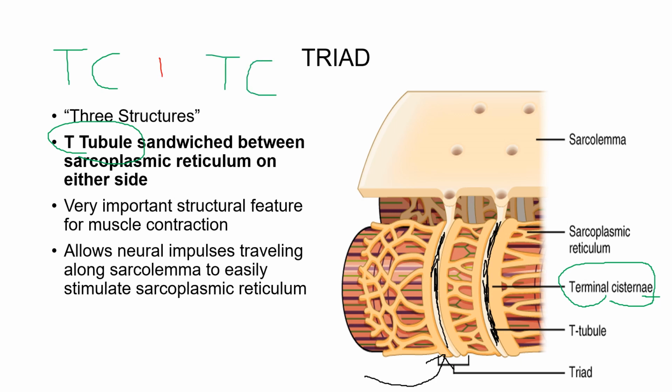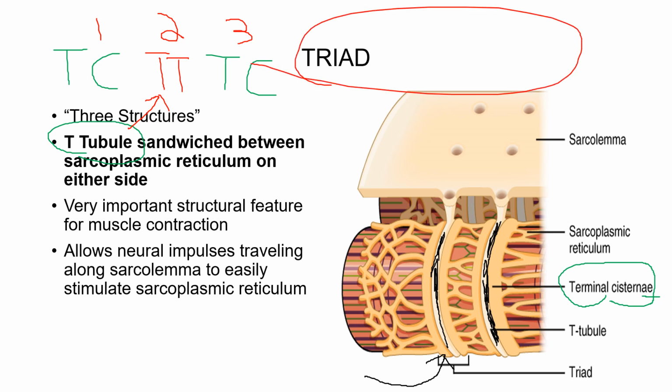So once you get that, we'll just put a TT for T-tubule. So what you're looking at is three different structures. You've got one terminal cisterna, a T-tubule, and a second terminal cisterna. And those three things together equal a triad.